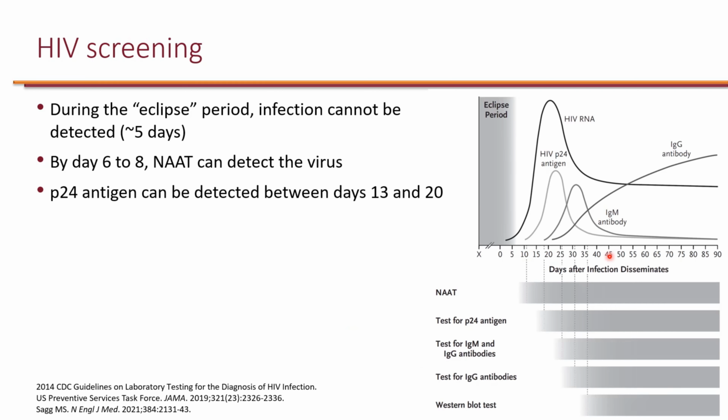Okay, let's take a look at HIV serology. In this figure on the x-axis, we're looking at time in units of days after exposure to HIV. You can see that the first few days are referred to as the eclipse period. It basically means that it takes a while for the HIV to replicate and actually become detectable. What we use to detect HIV the soonest is the nucleic acid amplification test, which can detect it by day 6 to 8.